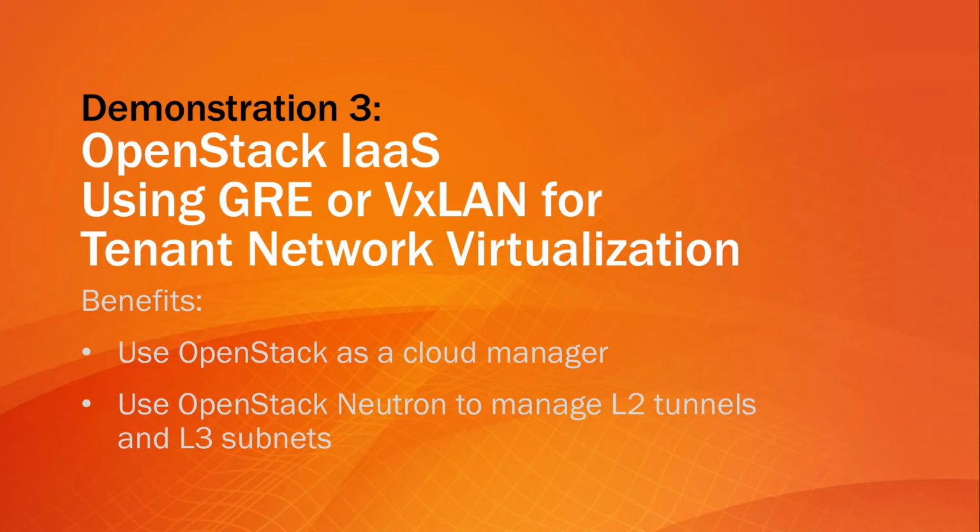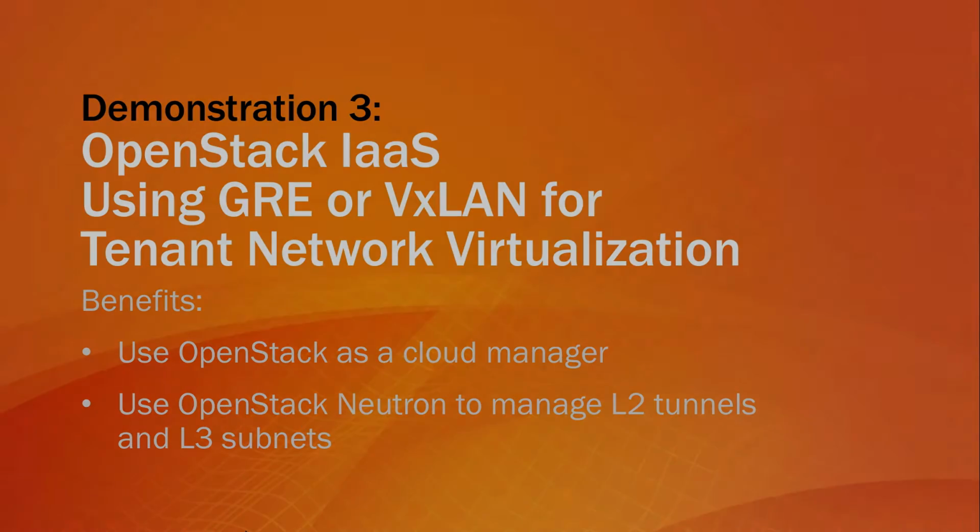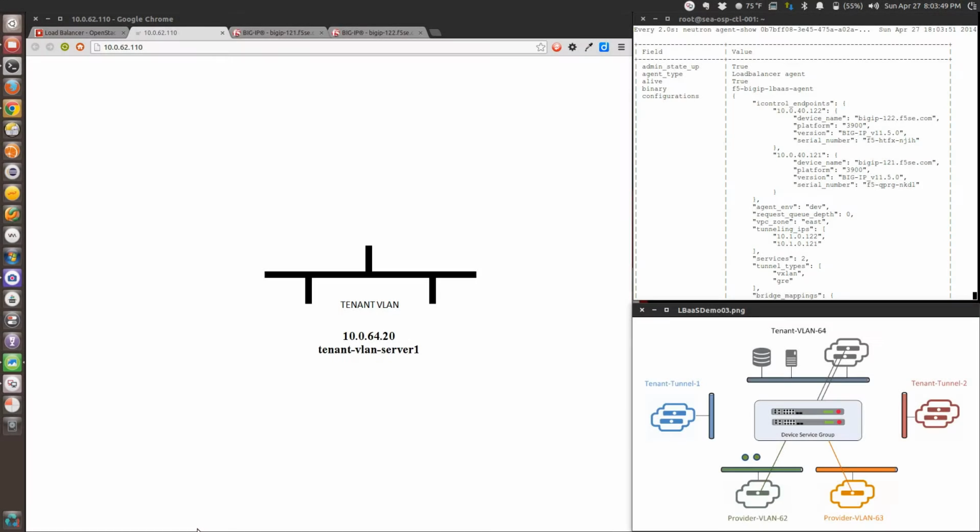Here you see the SDN gateway capabilities really coming to light. The VIP in our load balancing as a service could be placed on any kind of network, including a provider's shared VLAN or even a tenant VLAN, while the pool members can exist on one or multiple GRE or VXLAN tunnel networks.